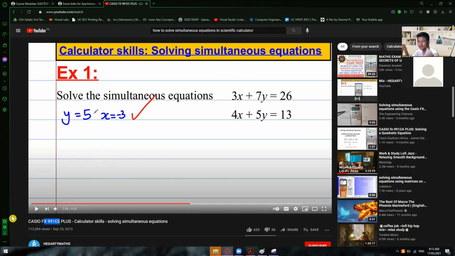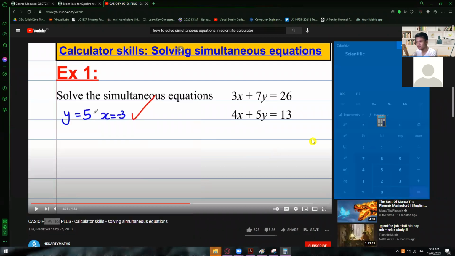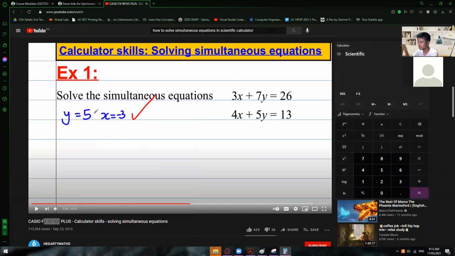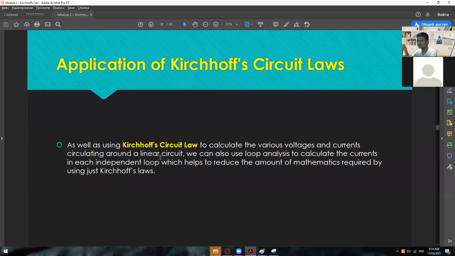So you'll be needing a scientific calculator to make your work easier. Or you can use the calculator of your smartphone or laptop, but it's much more difficult. Anyway, that's how you solve the values of unknowns using a calculator. All right. So in here, as well as using KCL to calculate the various voltages and currents.